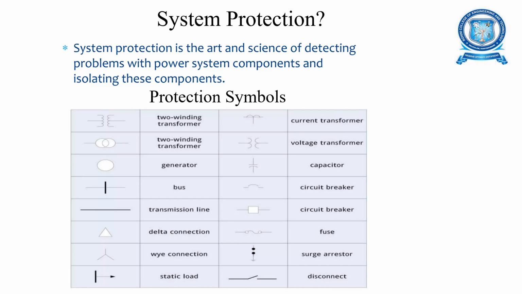So what is meant by system protection? System protection is the art and science of detecting problems with power system components and isolating these components. The protection symbols, there are many symbols: current transformer, voltage transformer, capacitor, circuit breaker, bus, transmission line, delta connection, static load, two winding transformer, surge arrestor, fuse. So these are the protection symbols.